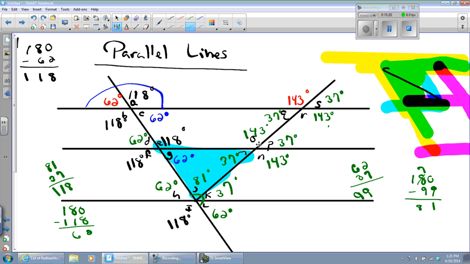All right, so there's your lesson on parallel lines. You're going to need to know the words corresponding, alternate interior, alternate exterior, vertical, adjacent, supplementary, complementary, and those things will help us figure out the missing degrees.